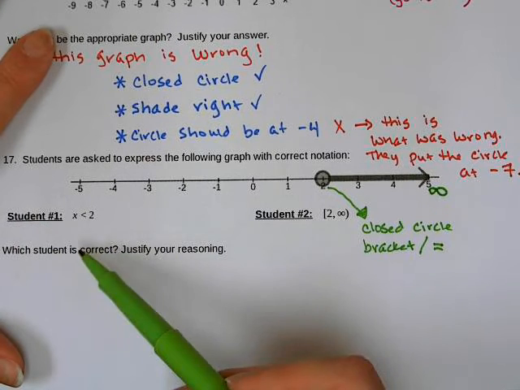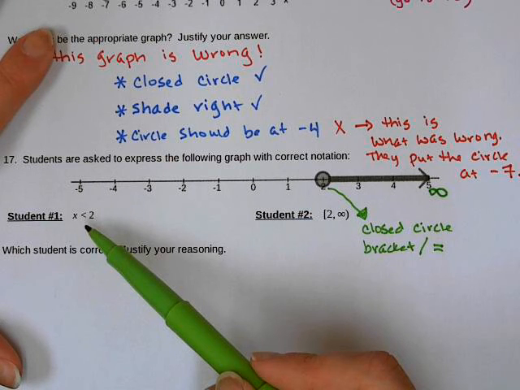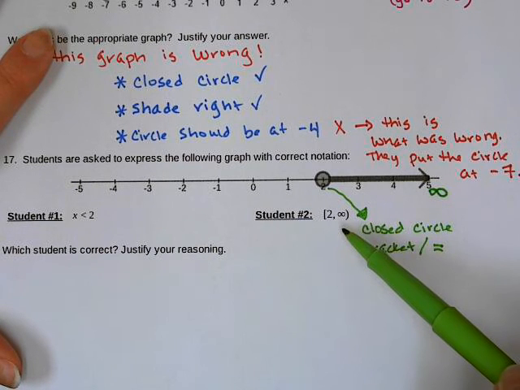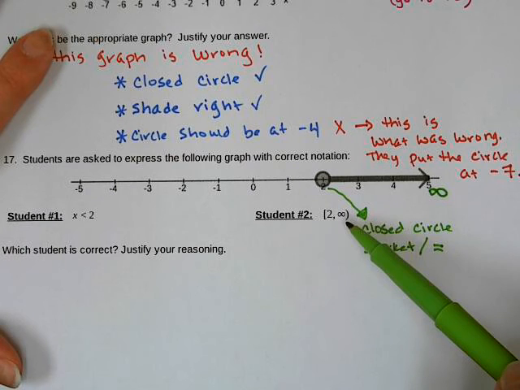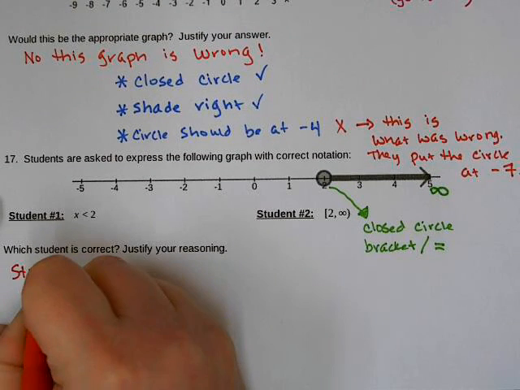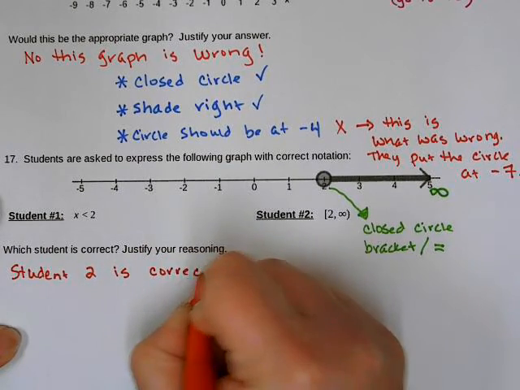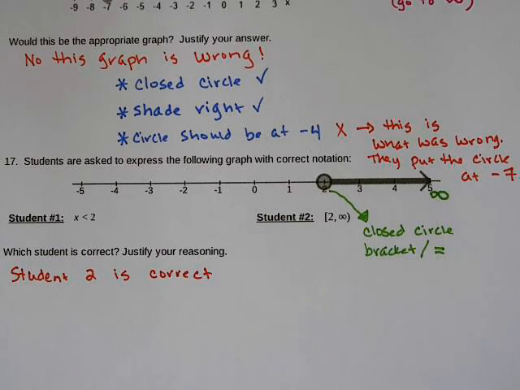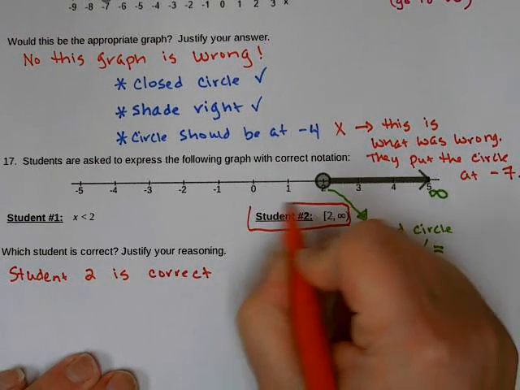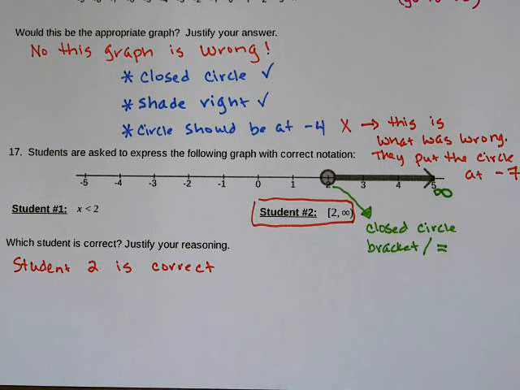And if I look at these two student examples here, student 1 is saying we want numbers that are less than 2. Student 2 is saying we want numbers that are between 2 and infinity. Student 2 is actually the correct answer then. So we need to say that student 2 is correct. And again, there's going to be three things that we're really looking at here: the placement of the number, whether it's an open or a closed dot, and the direction of the shading. So we're going to talk about those three things.